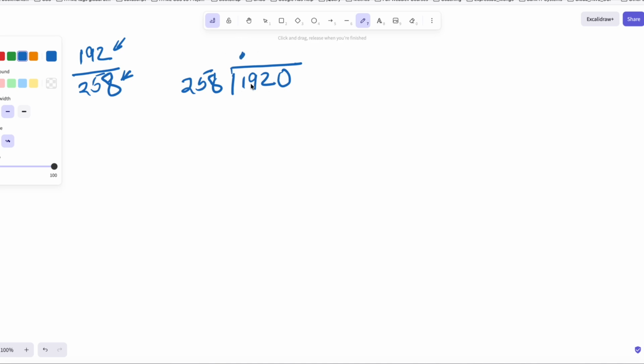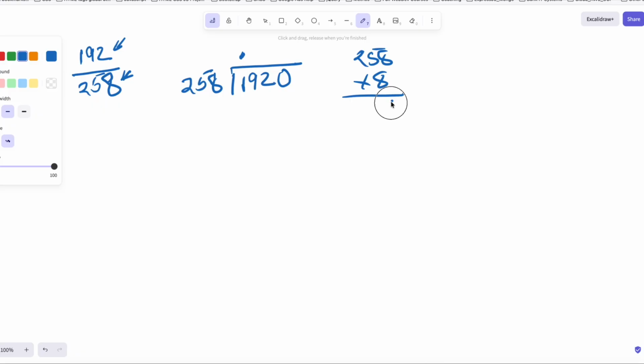Now you know that the number is not 192, it is 1920. Okay, so this is way bigger than 258. You know that 258 will definitely go into 1920. Now, how many times does 258 go into 1920? I don't know. How about we try, let's see, 8 maybe, right? If you try 8, does 8 work? So if you try 258 times 8, what do you get?